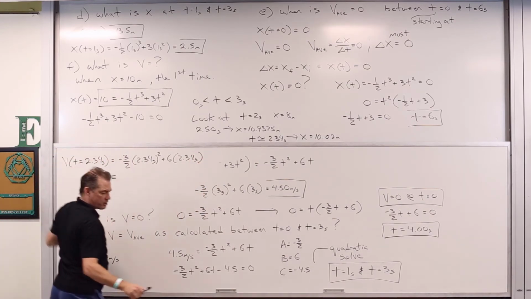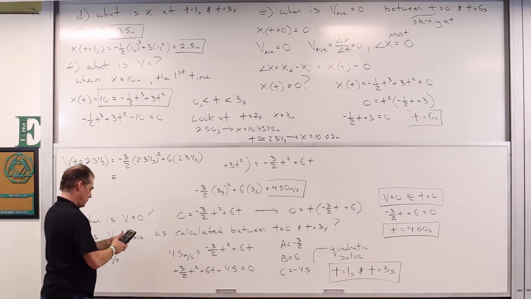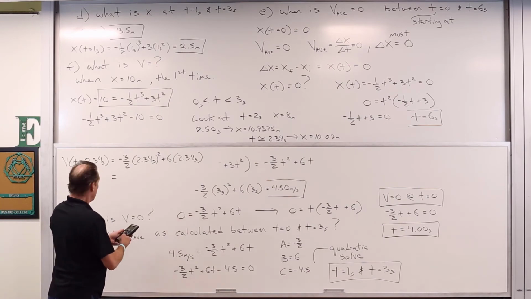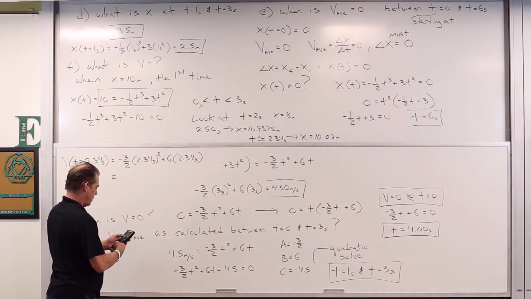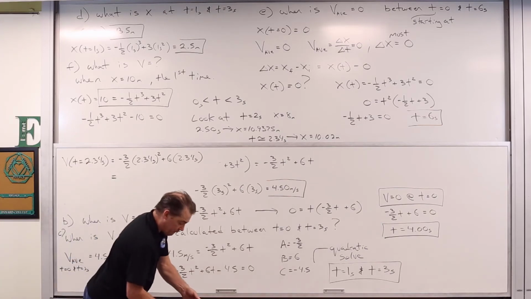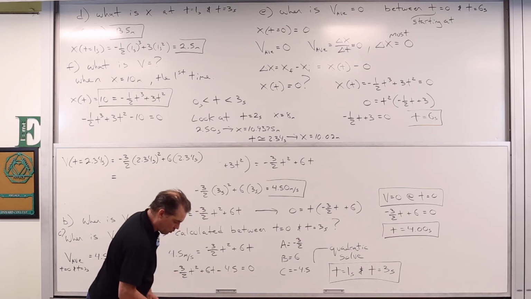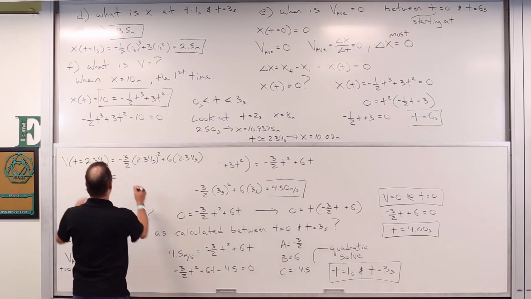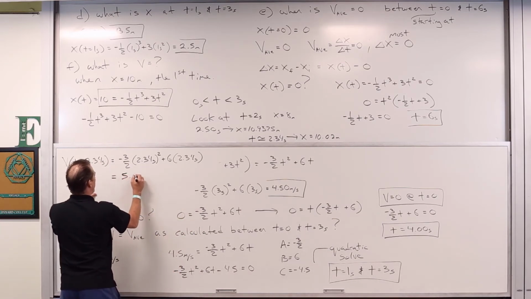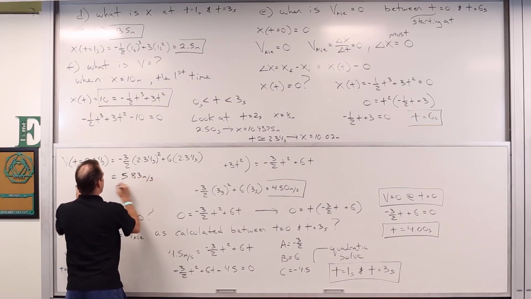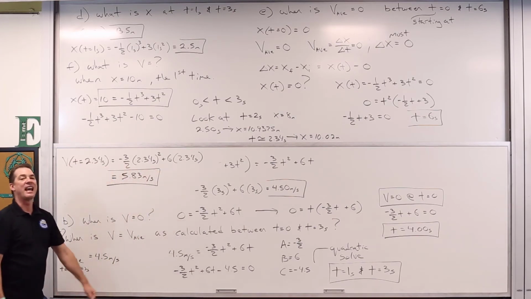And what do we get out of this? -1.5 times 2.34 squared plus 6 times 2.34. And I get about 5.8266, we'll call it 5.83 meters per second. 5.83 meters per second when it's at the 10 meter mark.